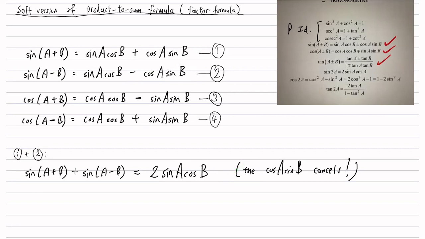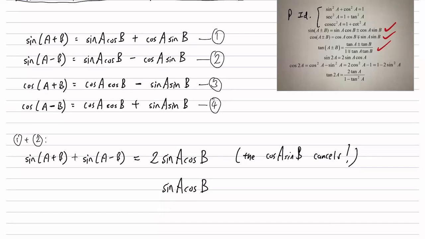This is the key pattern you need to observe in order to solve one of the questions in the exercise 9C, or one of the more difficult questions. But that's all you need. That's why I said soft version. But the full form of what we call the product to sum formula or the factor formula is the following. You divide by 2. I guess it's not that much of an extension. Just divide by 2. So what you end up with is sine A cos B equals half bracket of the sum of those two formulas. Is that clear?